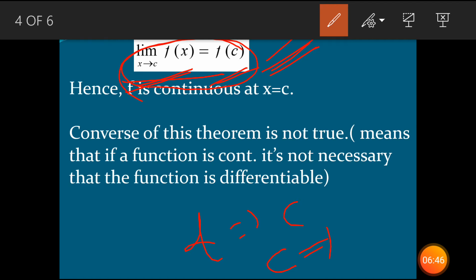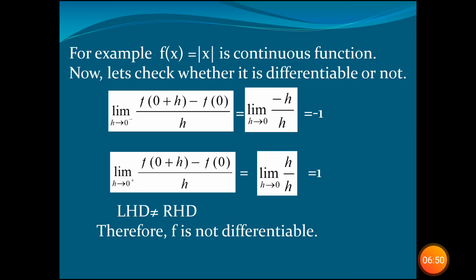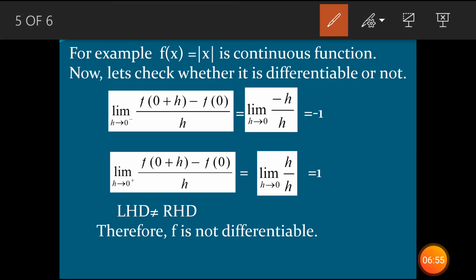For that, we are going to take an example. Just see the example. What is that example? Suppose you take the modulus function. The modulus function mod x is a continuous function, everyone knows that. Now let's check whether it is differentiable or not. For differentiability, what do we do? We take the left hand derivative and the right hand derivative. If both these quantities are different, then we say that the function is not differentiable at that particular point.